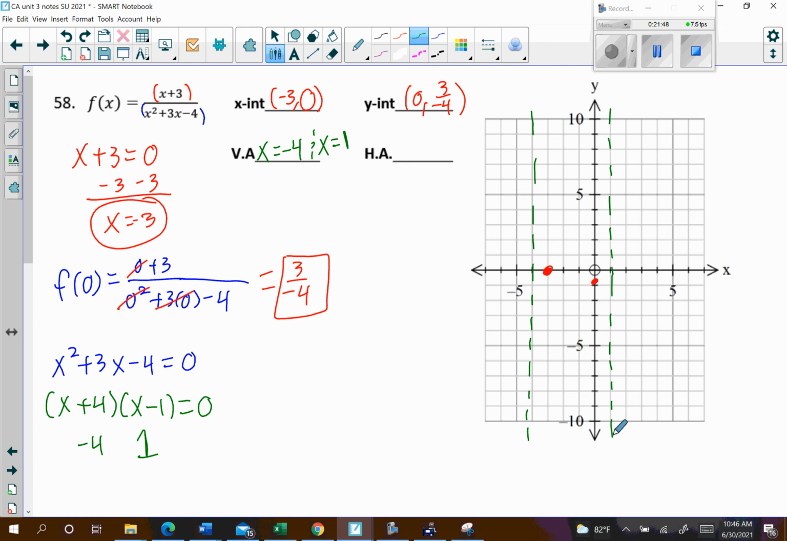All right. Okay, so now horizontal asymptotes. If you see here, the highest power on top is 1, the highest power on bottom is 2, so that defaults to y equals 0.